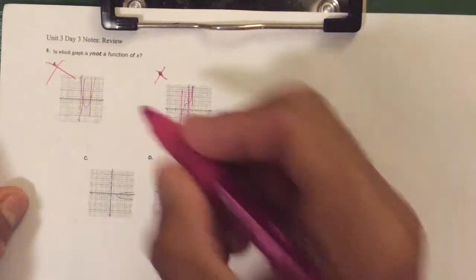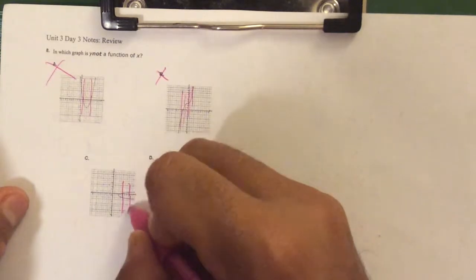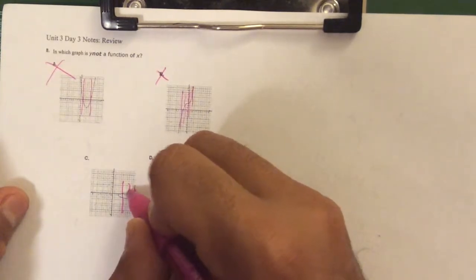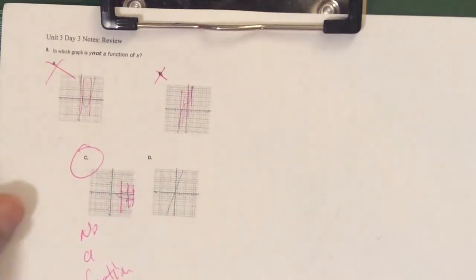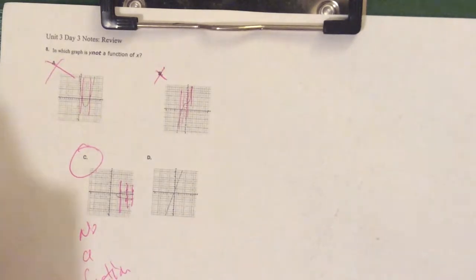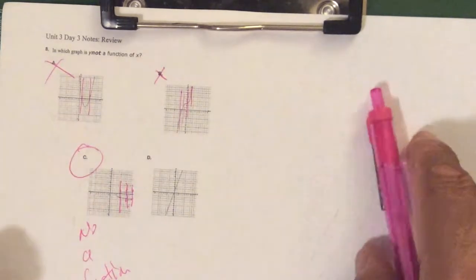That's not it. If you look at C, I can put a vertical line in multiple places and it will touch 2 places at once. So this is the answer. This is not a function. Okay? And of course, answer choice D is a function because it's a line. It's a linear function.